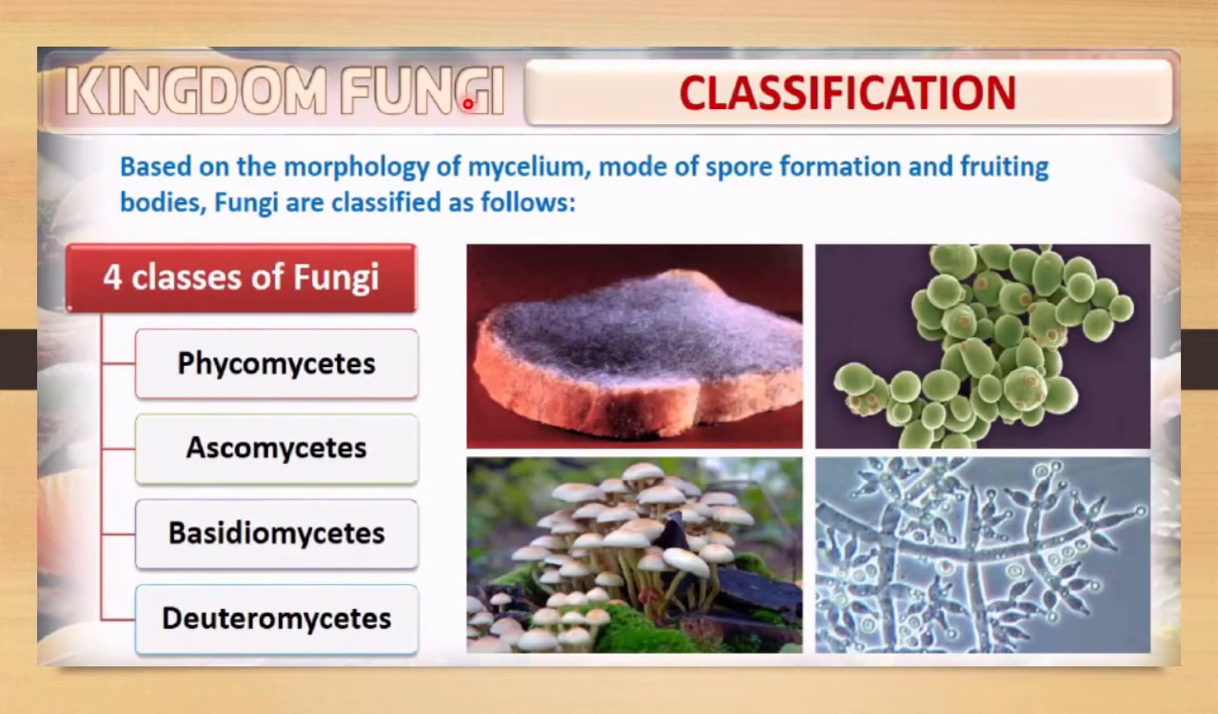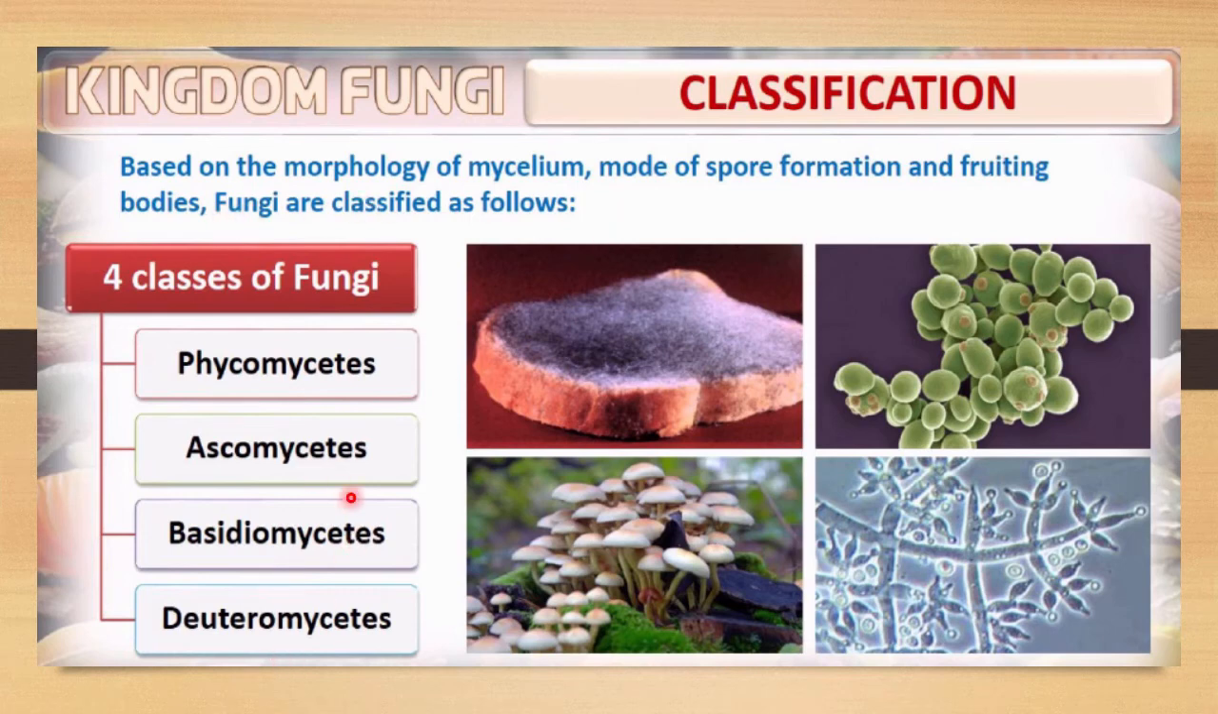Kingdom fungi can be classified into four groups. Here you can see the basis of classification of fungi. First of all, the morphology of mycelium is considered. Secondly, the mode of spore formation is considered, and third, the fruiting bodies. Based on all these characteristics, the fungi can be classified as follows.